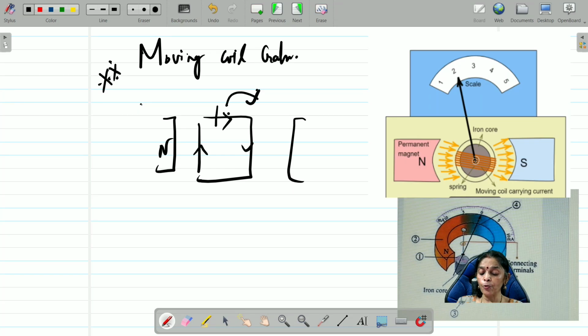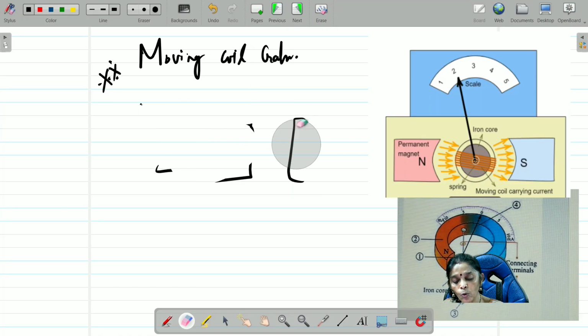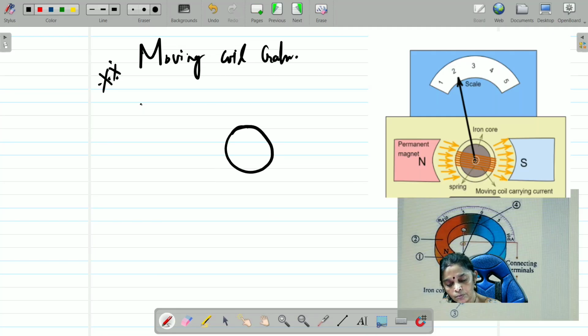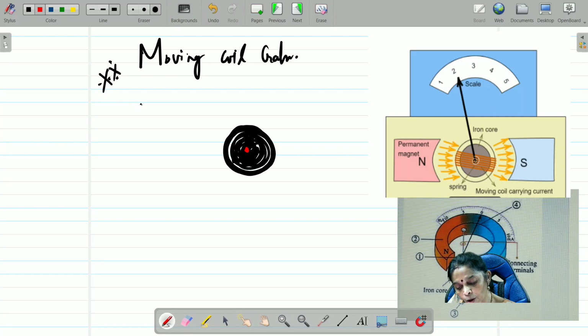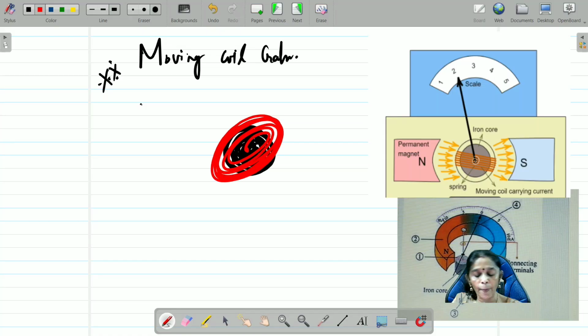So instead of using this rectangular coil, what am I going to use? I'm going to use a soft iron core. Around the soft iron core, I'm going to wind up the coil. This is the soft iron core, and let me wind up the coil around it like that. A large number of turns of the coil has been wound.